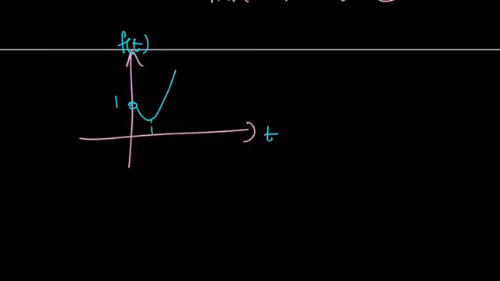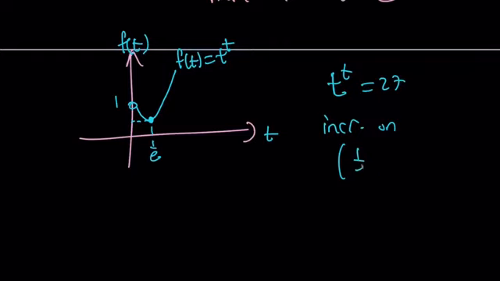So this is 1 over e where we have a minimum, and f of 1 over e is 1 over e to the power 1 over e. It's a fraction or some number that is less than 1. So what is that supposed to mean? So we're looking for a function. This is f of t equals t to the t, and we want t to the t to be 27. So obviously we want the intersection point of the horizontal line y equals 27 with this. There's only going to be one intersection because our graph is increasing on 1 over e to infinity.